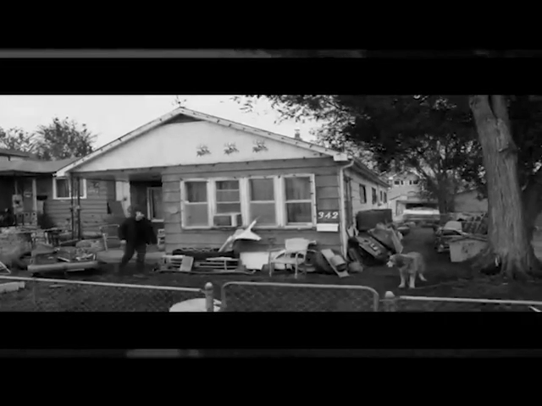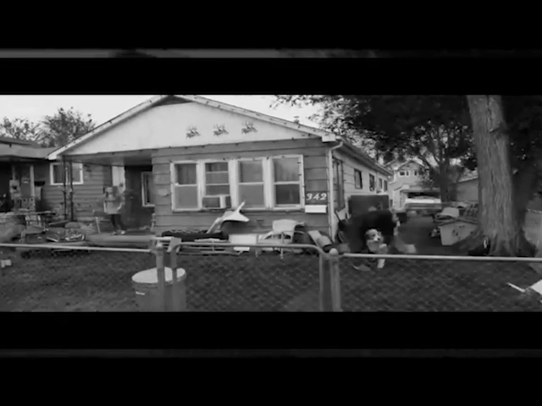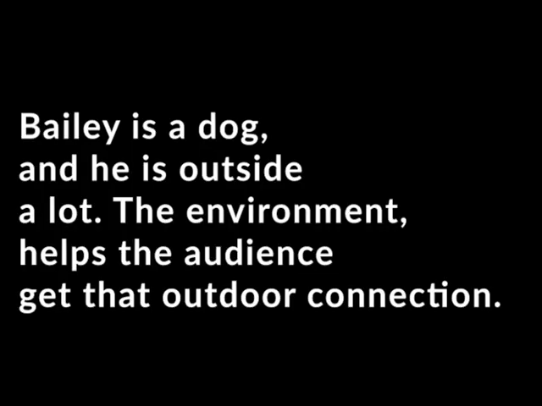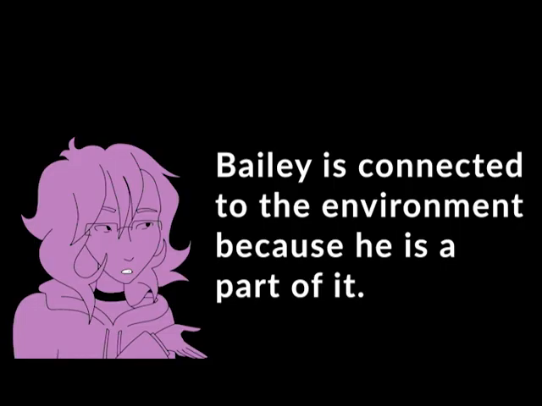From what I have seen in the film, the environment, weather, and nature are used to give the audience almost the same feeling that Bailey has as a dog. Where are dogs most of the time? They're outside. Bailey is running around. He's playing in leaves. He's catching footballs. He is running through the grass. He's sitting in the rain. Bailey is connected to the environment because he's a part of it.